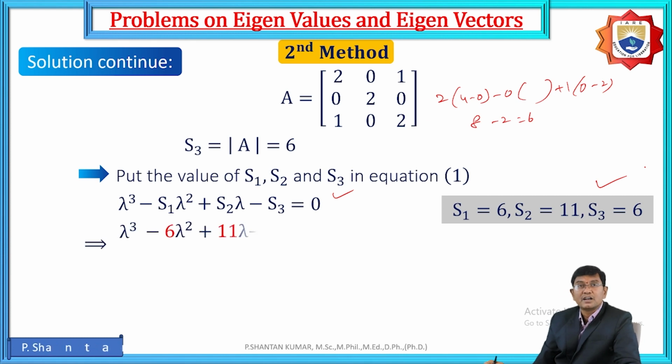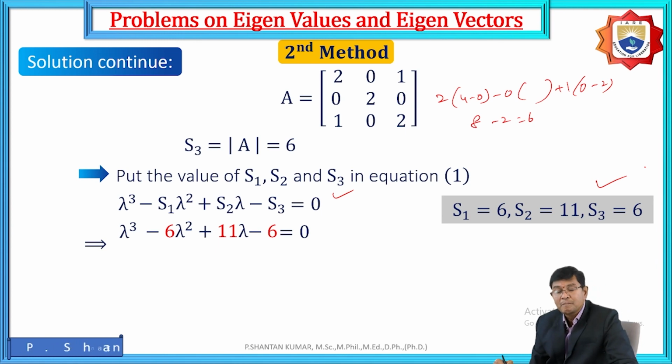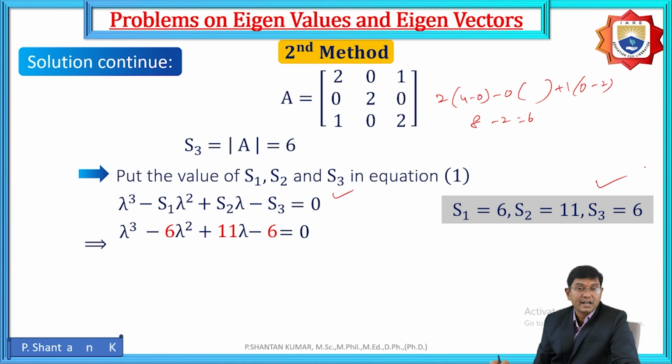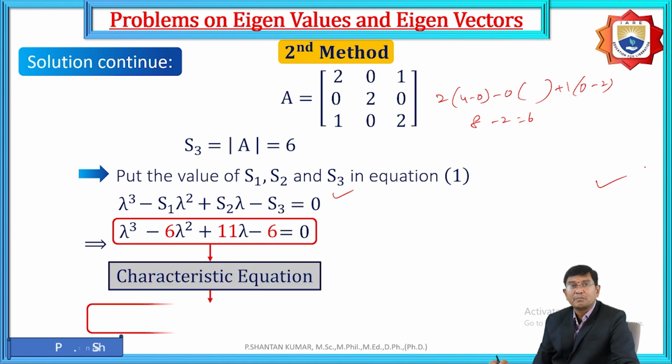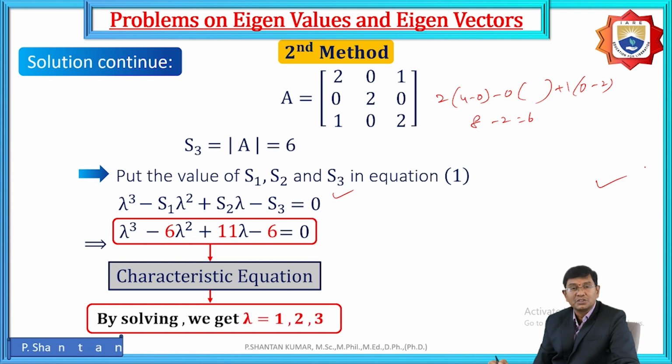Here, that is lambda cube minus 6 lambda square plus 11 lambda minus 6 is equal to 0. Now further, we need to solve that. By solving, we get the values. The values are called eigenvalues, or latent roots, or proper values. Therefore, by solving that, we obtain the solutions: lambda is equal to 1, 2, 3.